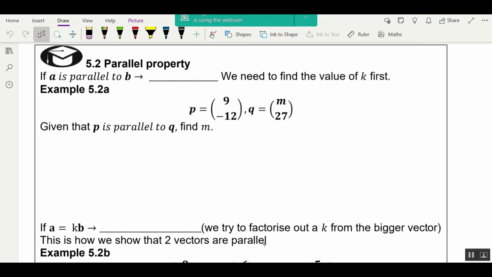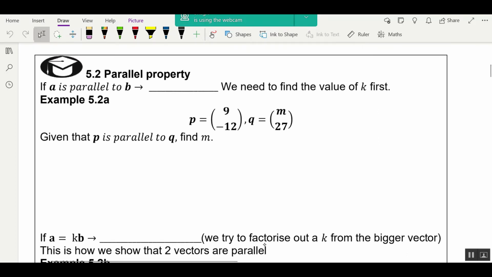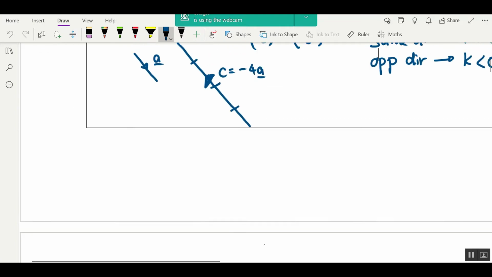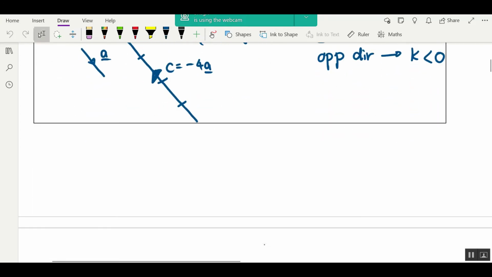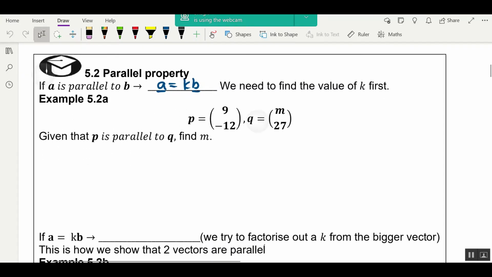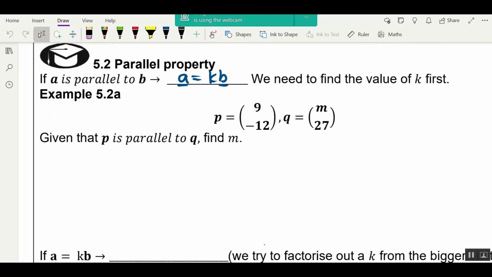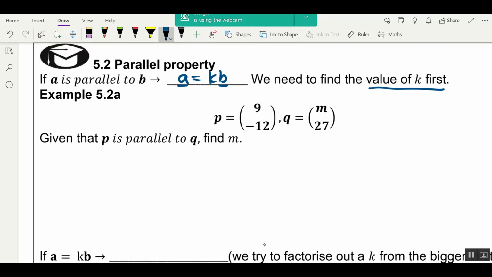So let's dive in. If a is parallel to b, this means that a is equal to k times b. Why is this so? Please refer to my previous video on what a scalar multiple means geometrically. This is covered in the basics of vectors. So if a is parallel to b, this just means that a equals k times b. You have to insert the k in, and we need to find the value of k first.